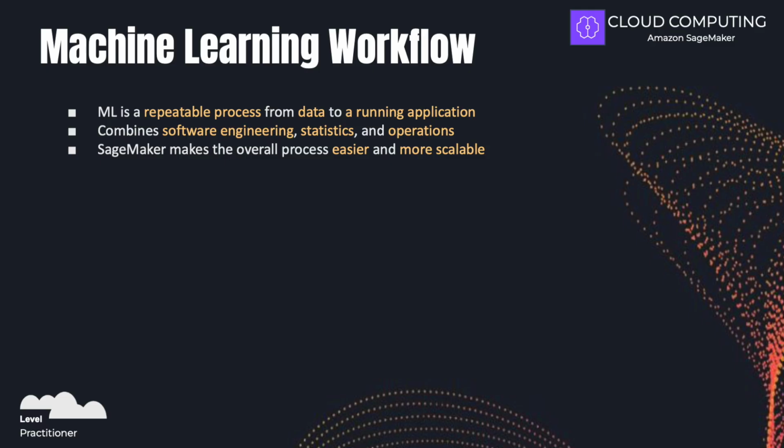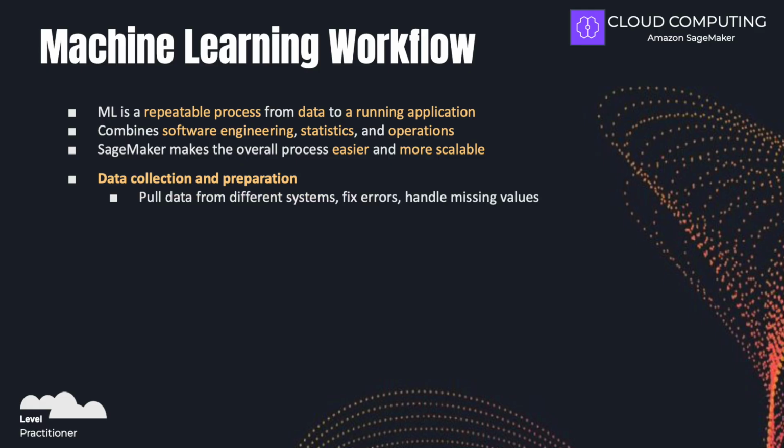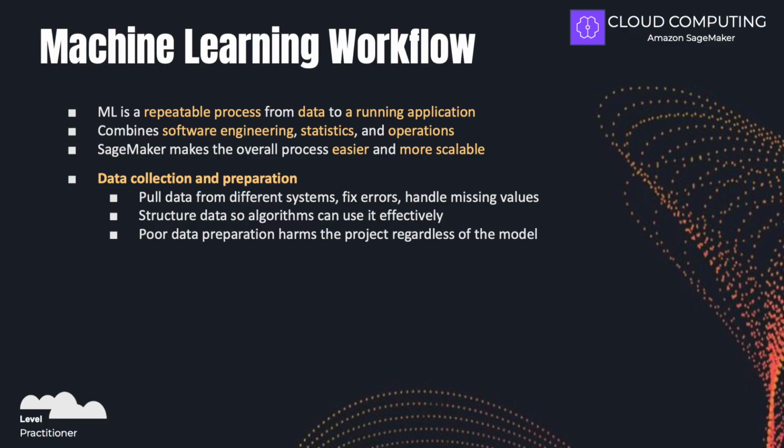Well, first you collect and prepare your data. The fuel for any machine learning project is data, and you need enough of it. And it has to be reasonably clean and relevant. In practice, this means pulling data from different systems, fixing obvious errors, handling missing values, and getting everything into a structure that the machine learning algorithm can understand. If this step is done badly, the rest of the project will suffer no matter how fancy the model is.